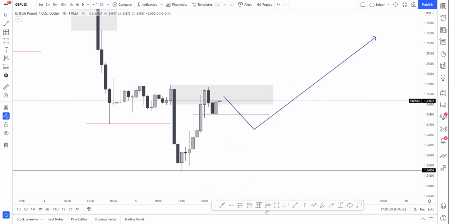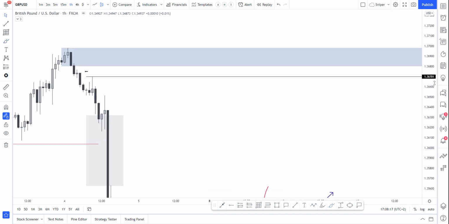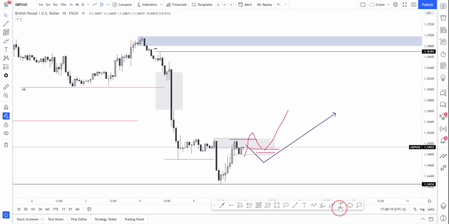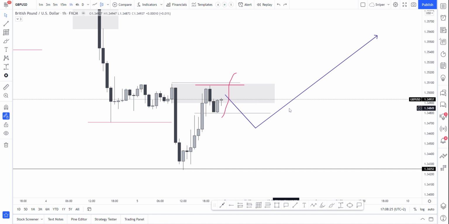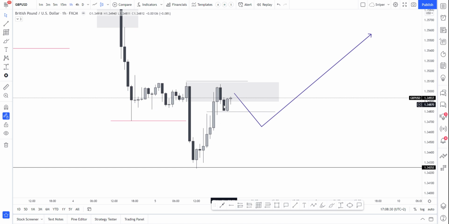We need to see a clean break of this level. We need to see price break this level and then create new demand and then move from there towards the upside. It's also kind of a big target back towards the upside. From where we are now, that's 200 pips. So definitely next week, I do think we will be looking to see if price continues towards the upside. I'm not seeing anything clean in this area.